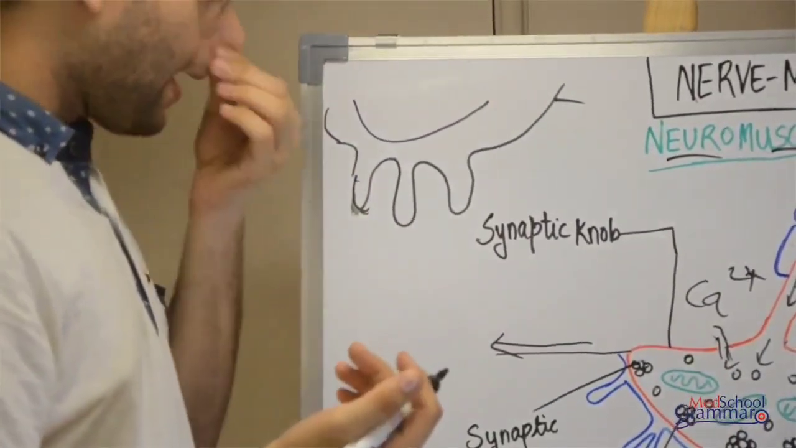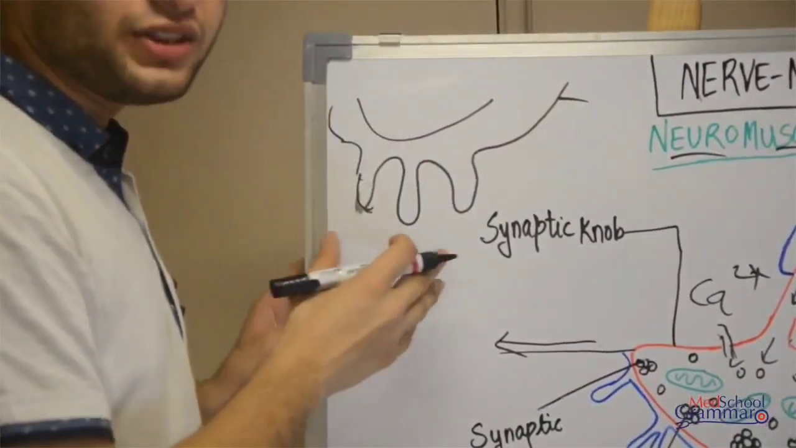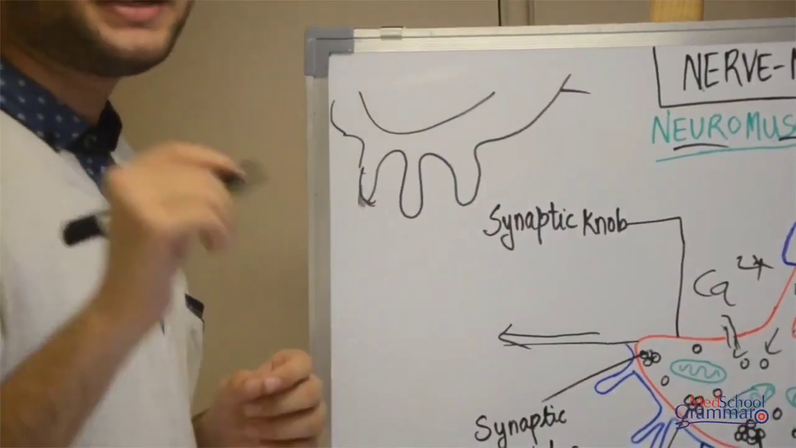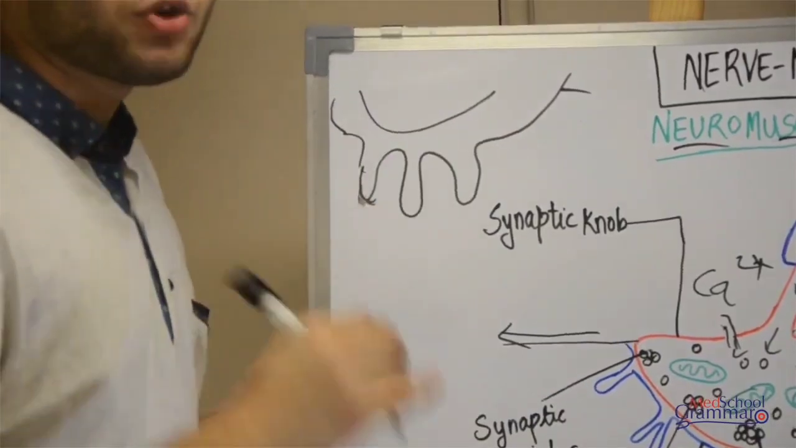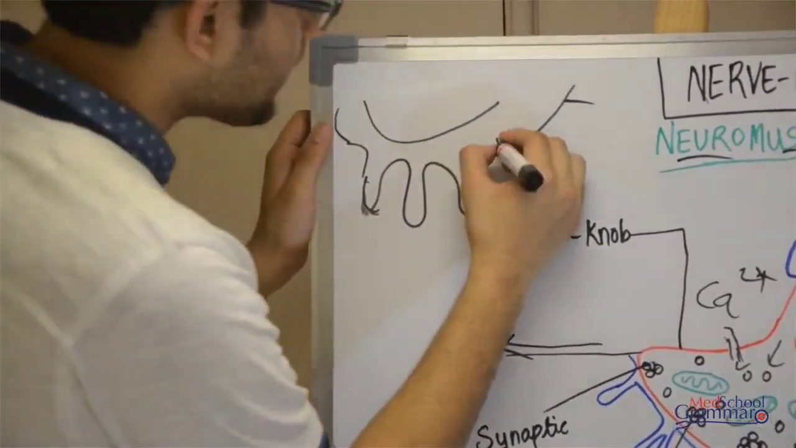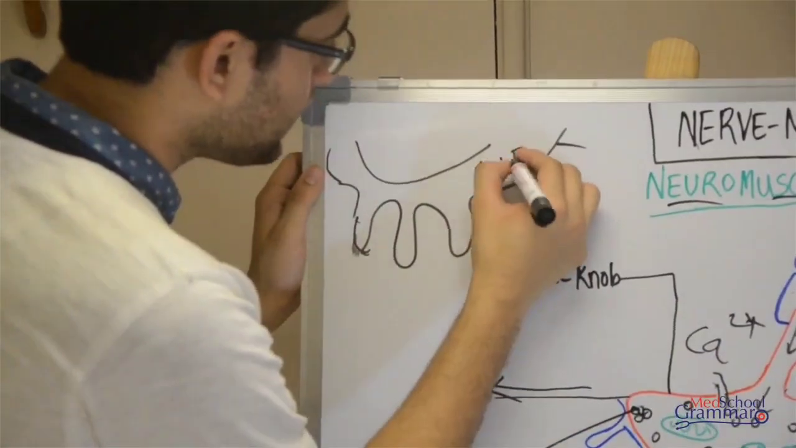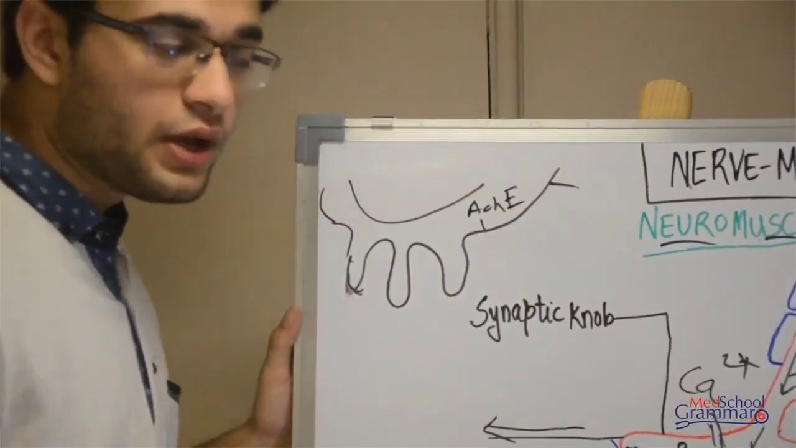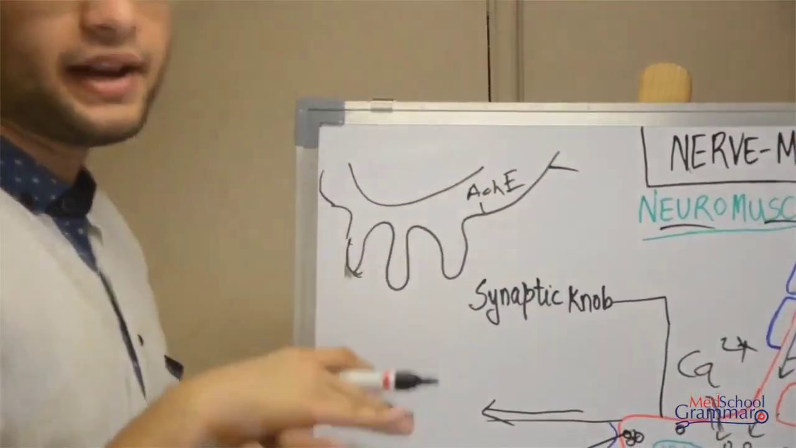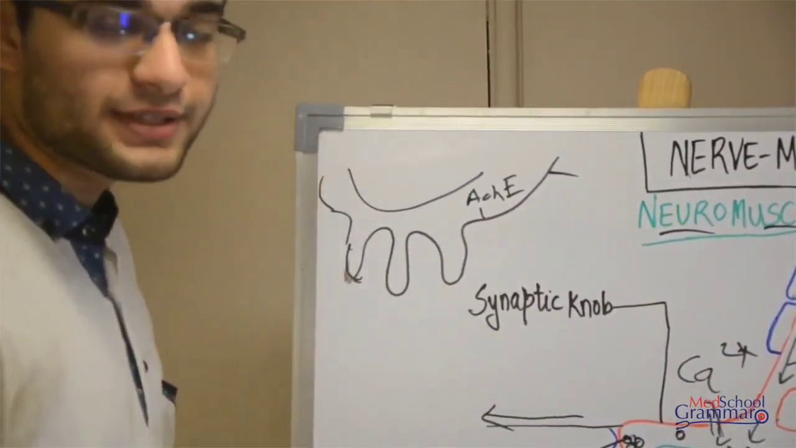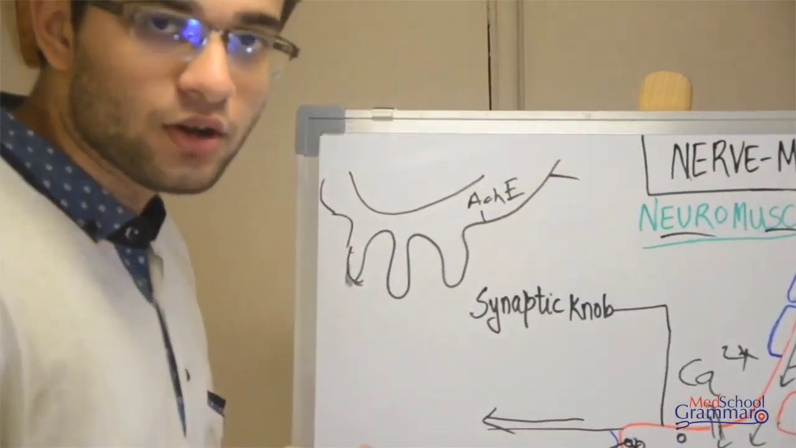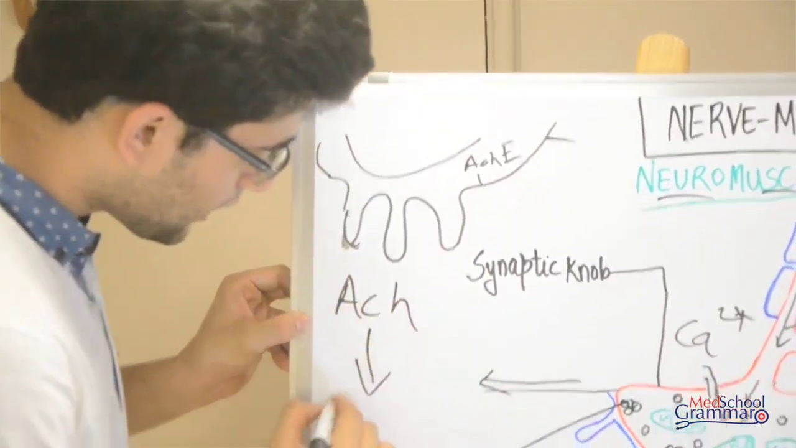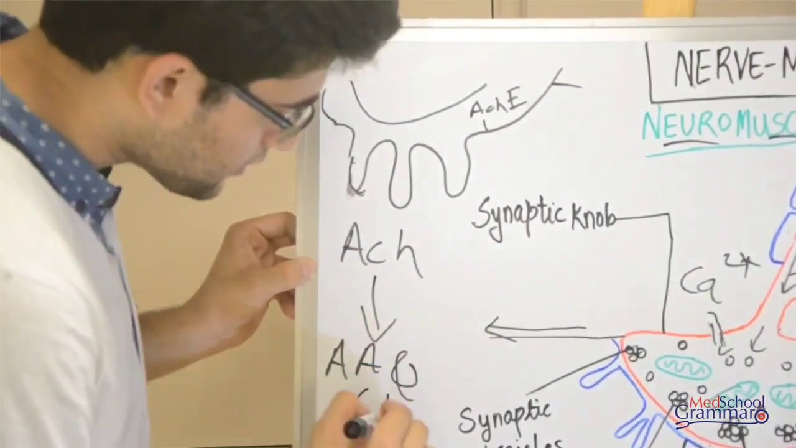Now what happens? Apart from the cholinergic receptors on the muscle layer, there is something else also present. There is a particular enzyme called acetylcholine esterase. What does acetylcholine esterase do? Acetylcholine esterase breaks down the acetylcholine into its two components, acetic acid and choline.